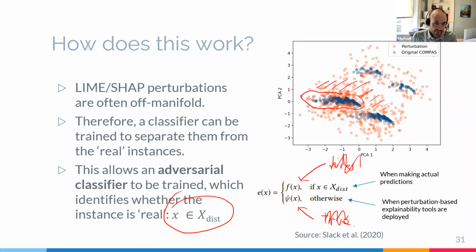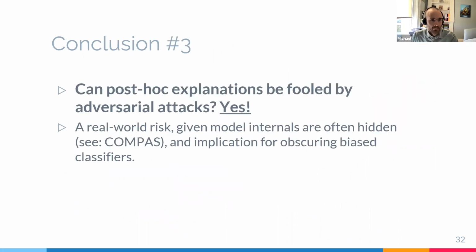But this f of x is used when we're making a natural prediction, and this is the one that gives the true behavior of the model, whether it's biased or otherwise. And this psi of x is the one that gives a false explanation when explainability tools are used. So quite an interesting technique, and quite simple, I think, to understand and implement.